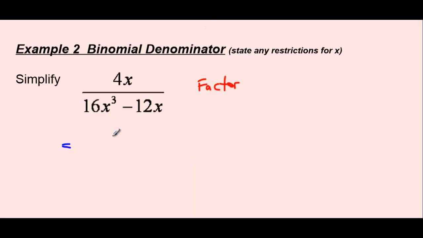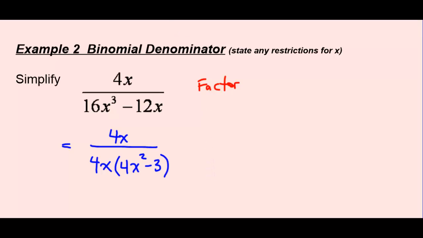So looking at this, we're going to leave the numerator at 4x. The denominator of 16x cubed minus 12x, we first want to look for a common factor. 16 and 12 have a common factor. Their common factor is 4. And x cubed and x also have a common factor. Their common factor is an x. So in brackets beside it, we write what's left over. 16x cubed divided by 4x, we're left with 4x squared. And negative 12x divided by 4x, we're left with negative 3.